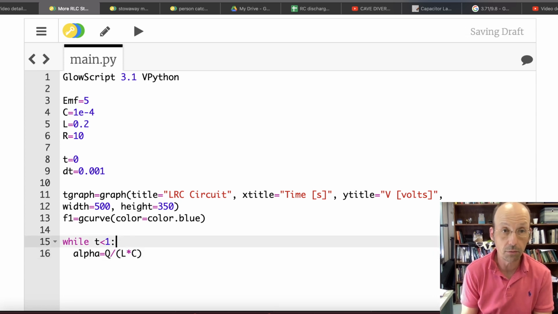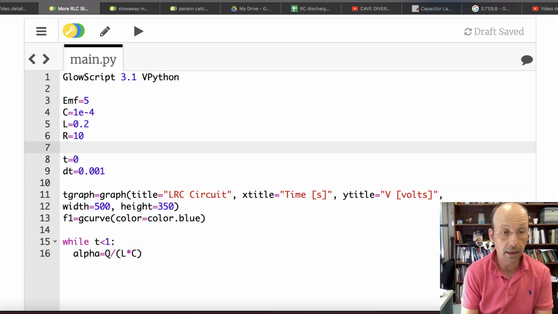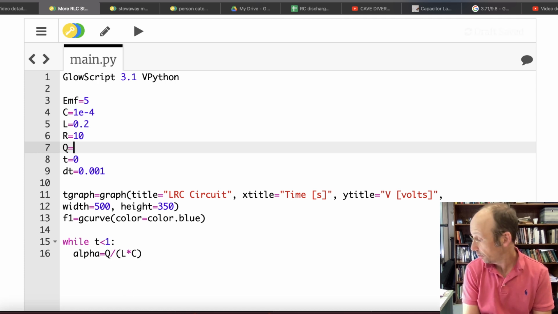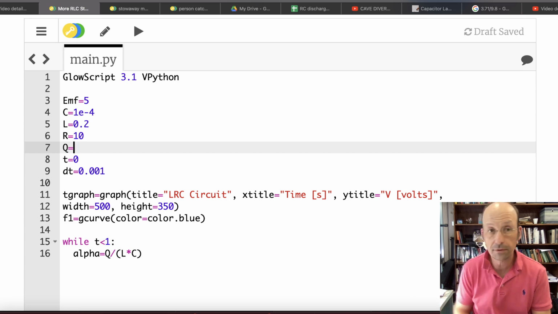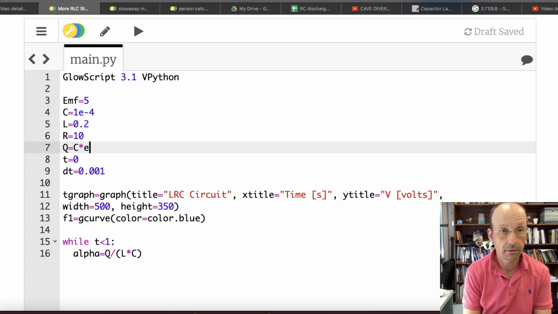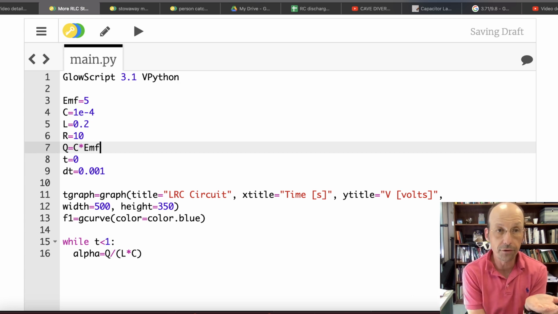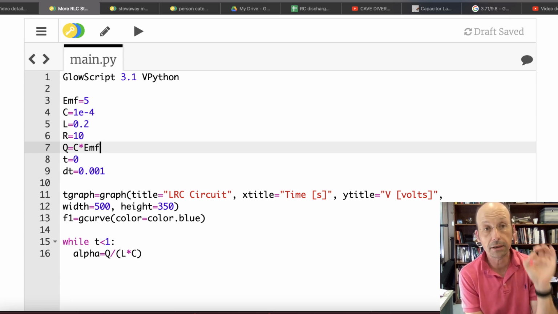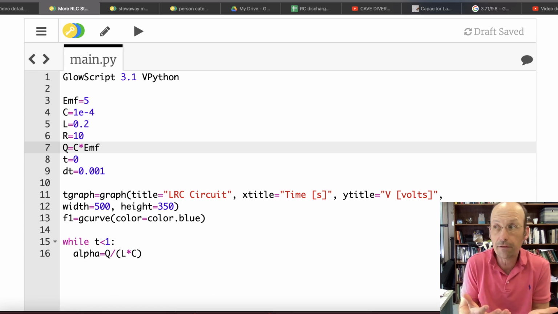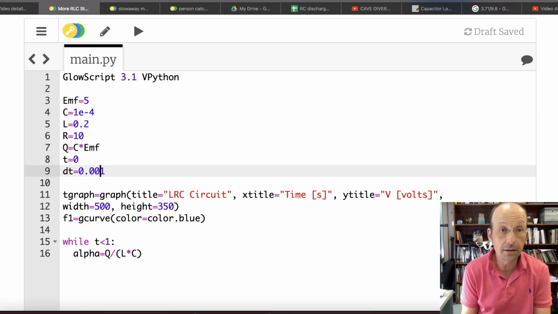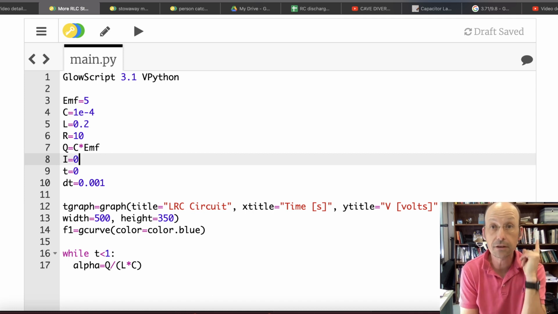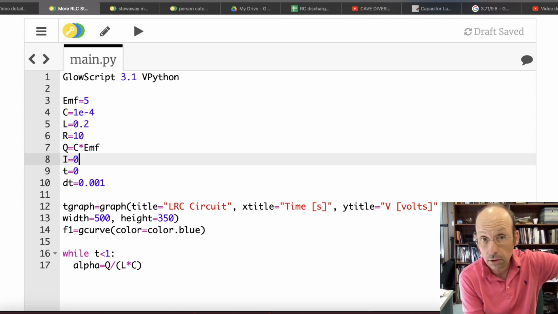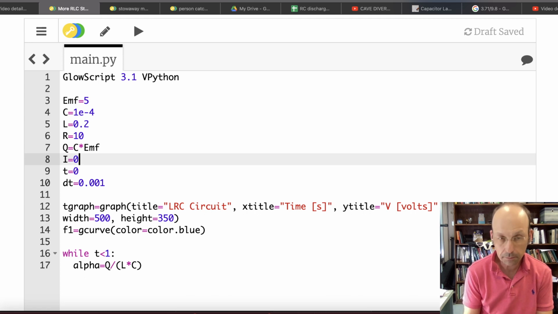And I never said what Q was. So let's go up here and say Q equals, let's see, Q is C times EMF. Right? I wanted it to be 5 volts on the capacitor. The voltage across the capacitor is Q over C. So if I take C times EMF, I'll get the charge. I have to have that initial charge. Now, the other thing I need to know is my initial current. So I'm going to say I equals 0. That means the switch starts open. It doesn't have to. It just is in this case.